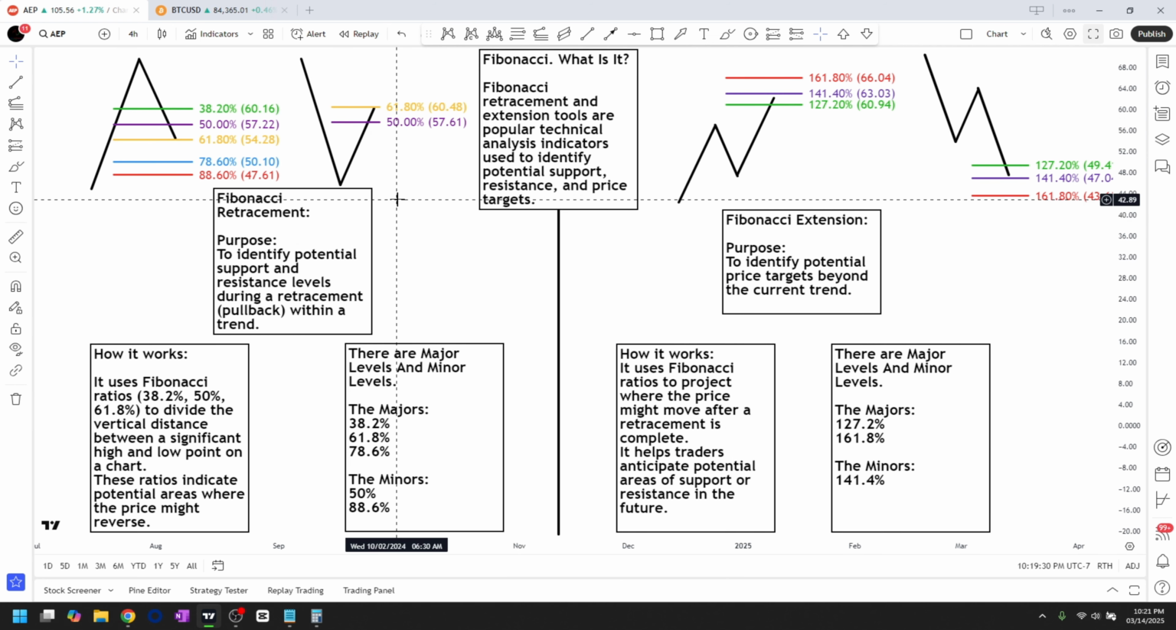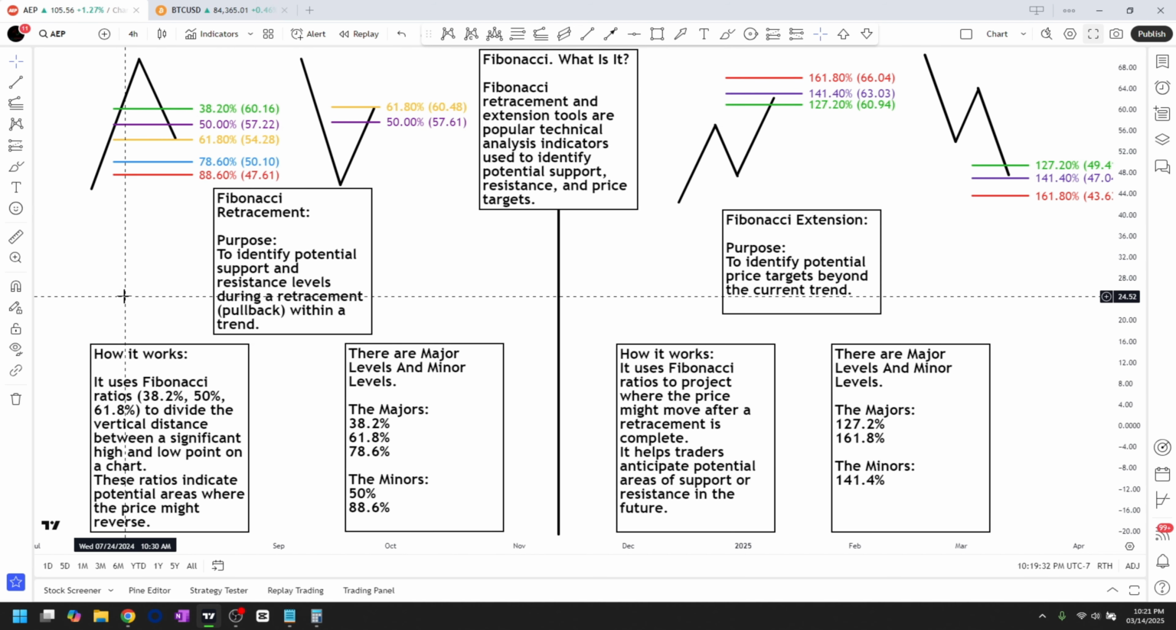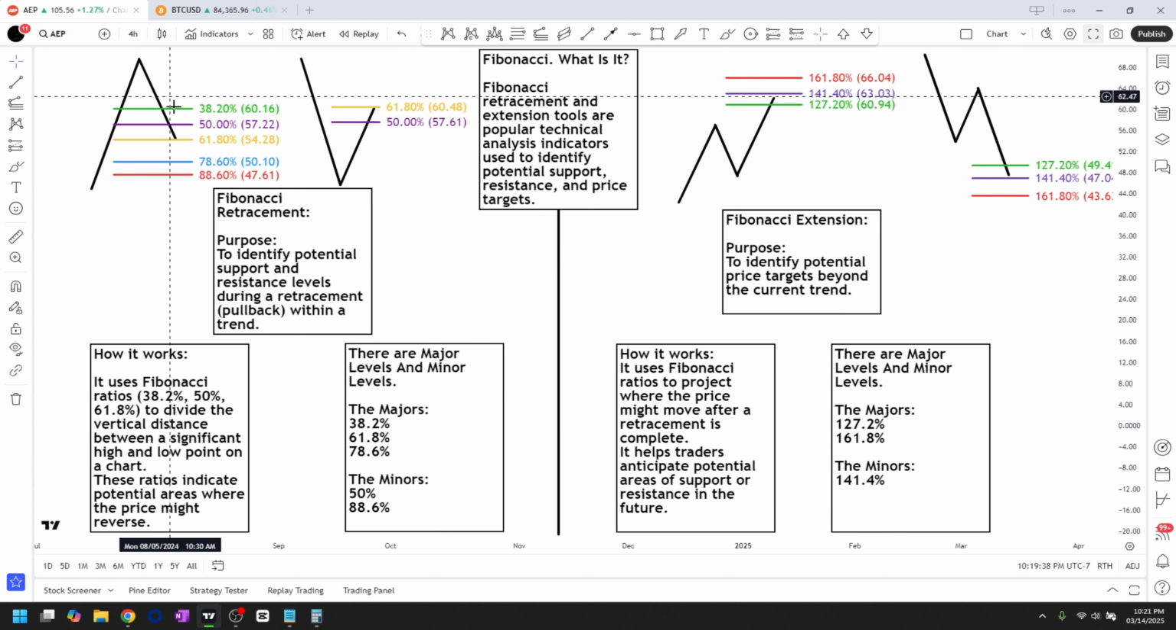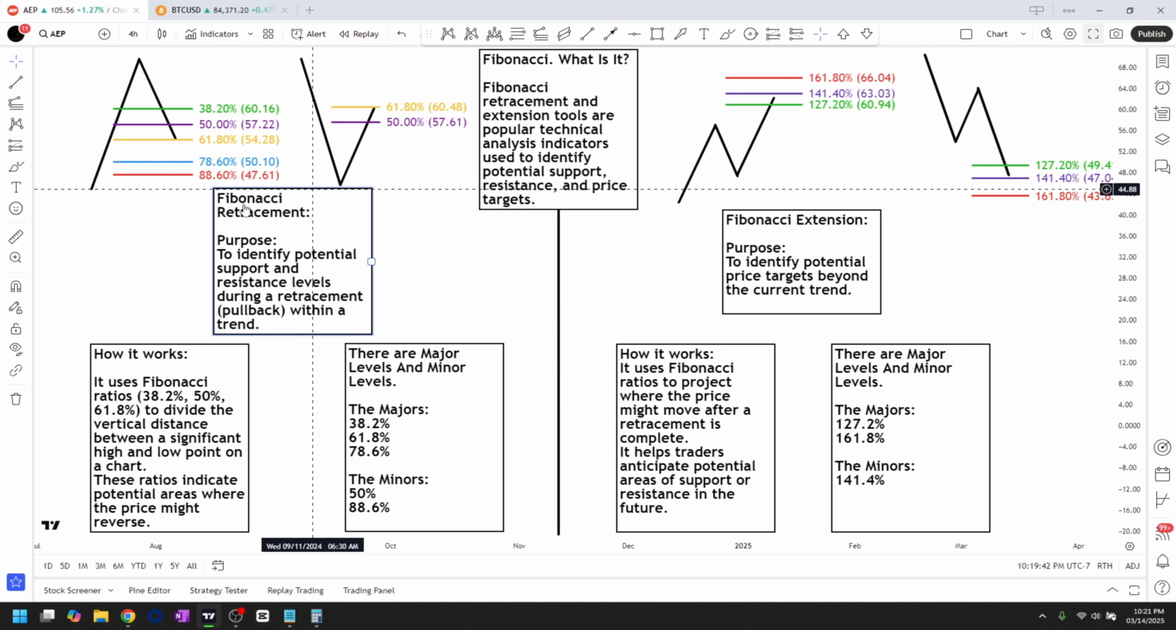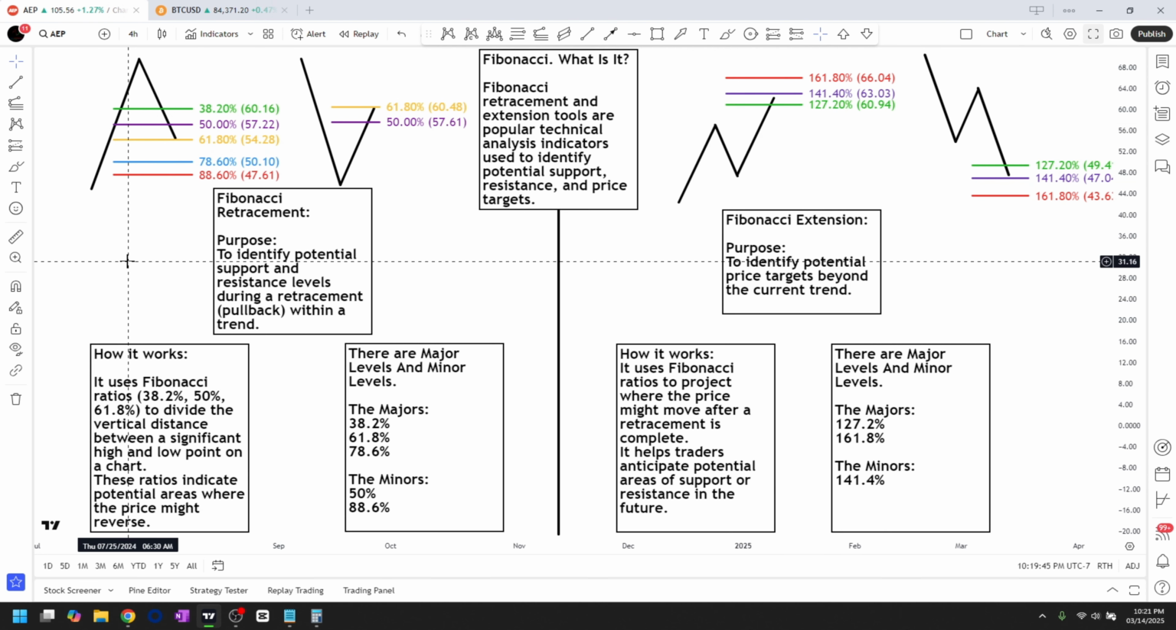So what you want to do is you just want to start looking. Let me say one more thing. You always want to measure from swing low to swing high if you're measuring a correction that's coming down, or swing high to swing low. That's going to mean the whole move end to end.